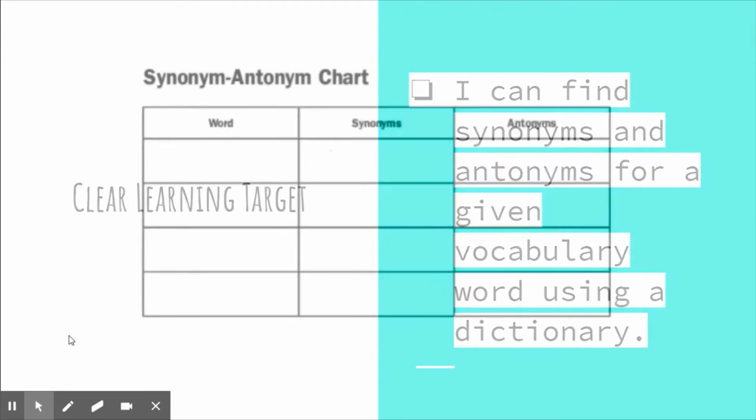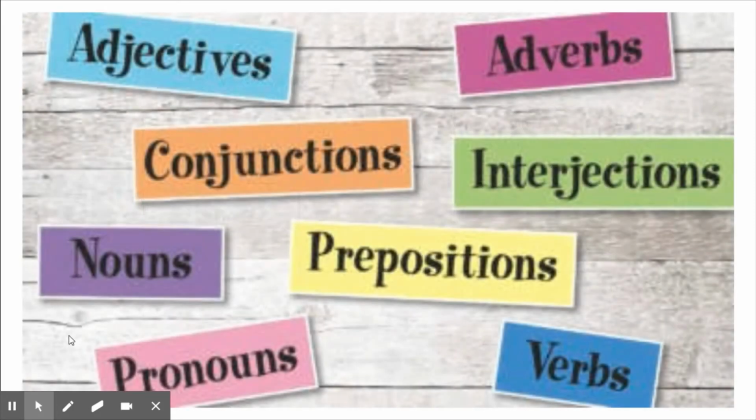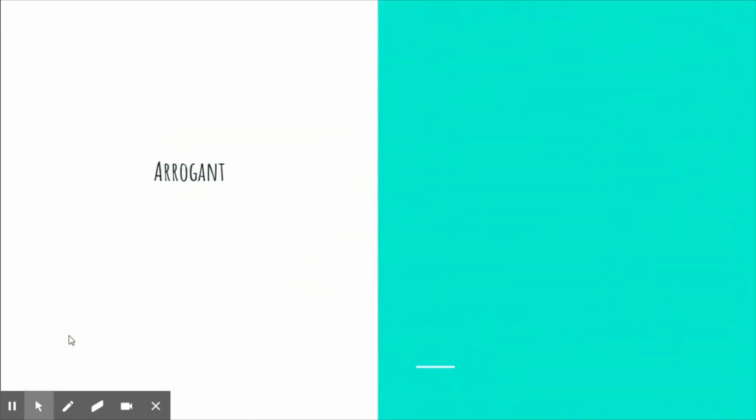And at the end of the lesson, what you are expected to do is complete this chart for each one of the vocabulary words with two or more synonyms and two or more antonyms for each word. Now, a reminder, synonyms are words that have alike, similar meaning. Antonyms are words with opposite meaning. As usual, I am going to be giving you the parts of speech for each of the vocabulary words. So I want to remind you about that. Okay, and let's go ahead and start with our first one, and that is arrogant.